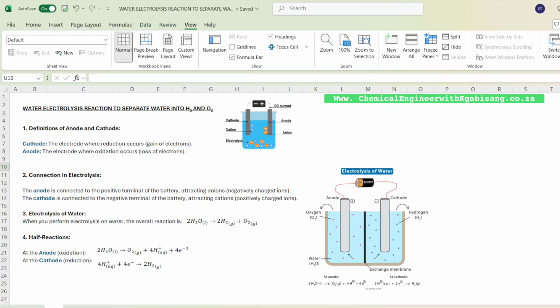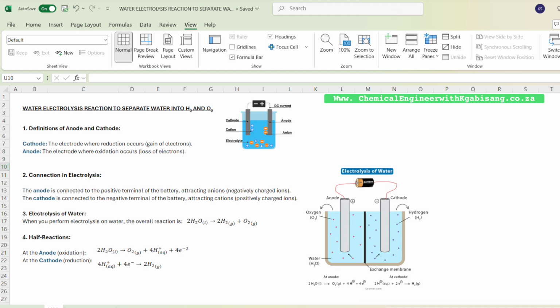Before we start the simulation, let us also explore the theoretical knowledge or the background. There are some key elements that play a very crucial role during electrolysis, and we are going to explore them. So the first one is the cathode and the anode electrode. The cathode and the anode electrode are usually electrodes that we connect to our electrolyte solution, which will also be connected to the battery.